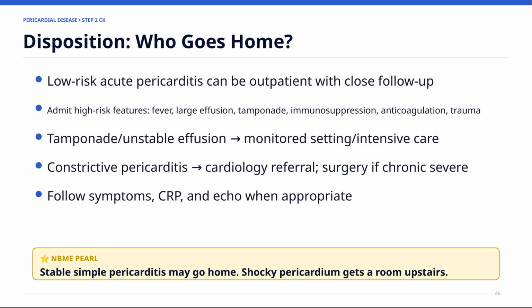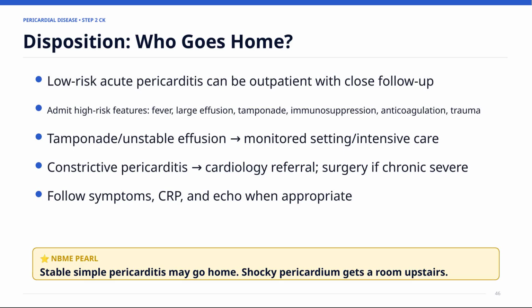Start the TB workup. And lupus-type symptoms, think autoimmune pericarditis. Treat the inflammatory disease. Disposition time. Low-risk acute pericarditis can absolutely go home with close follow-up. Admit anyone with high-risk features: fever, a large effusion, tamponade, immunosuppression, anticoagulation, or trauma. Tamponade or an unstable effusion needs a monitored or intensive care setting.